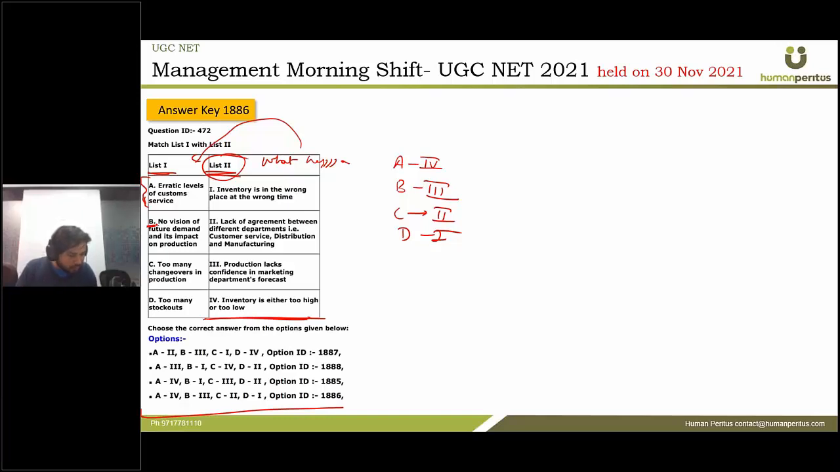Okay, great. Now statement 2, lack of agreement between different departments. And why did it happen? Because there are too many changeovers in the production, therefore there is a lack of agreement. Okay, so this is correct. Now inventory is in the wrong place at the wrong time, and therefore there is a stock out in the inventory, and the correct answer is 1. Okay, so if you see the options, option D is the correct answer.